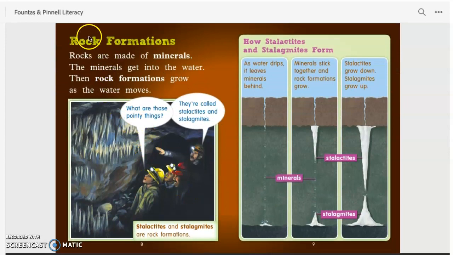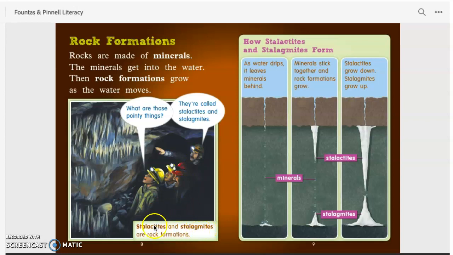The heading on this one is rock formation. Rocks are made of minerals. The minerals get into the water. Then rock formation grow as the water moves. What are those pointy things? That's what the boy says, and the guide says they're called stalactites and stalagmites.